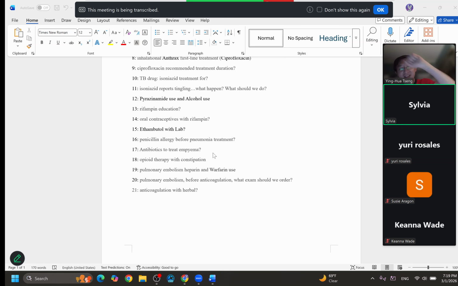An allergy skin test. Yes, allergy skin test. So if you have a penicillin allergy, you could have lots of antibiotic allergies. That's why we go to the allergy doctor and do the skin test, to see whether using other medication is going to cause an allergy or not. Next, antibiotic to treat the empyema.